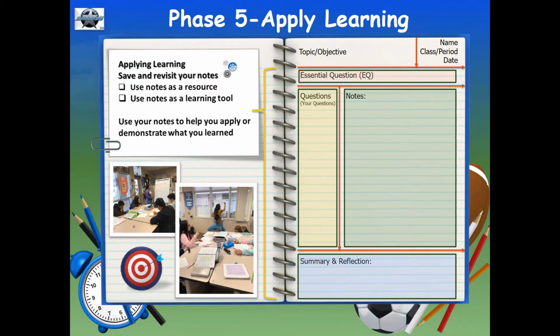Phase 5, apply learning. Applying learning means you save and revisit your notes. Use notes as a resource, and use your notes as a learning tool. You got to use your notes to help you apply or demonstrate what you learned. Applying learning happens when you understand the value in using your notes to hit the learning target your teacher gave you.